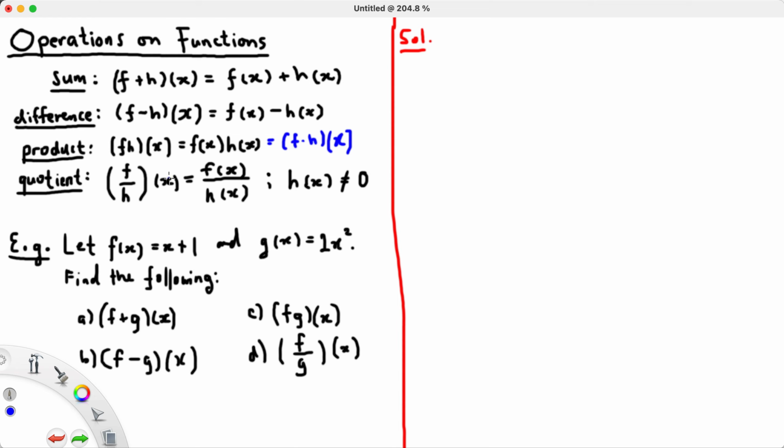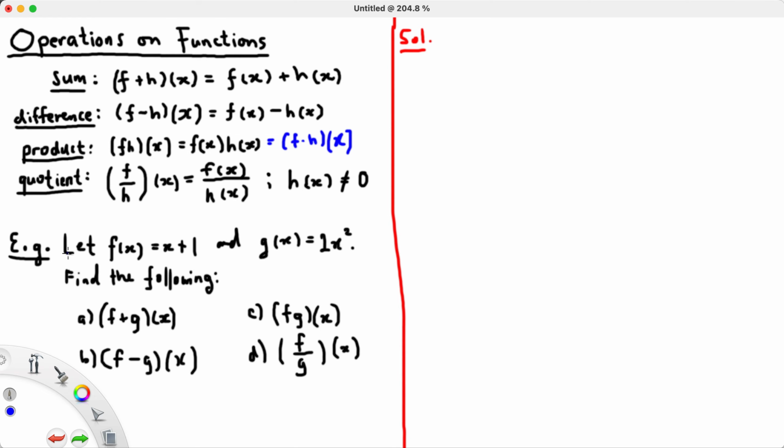And lastly, the quotient function f over h of x. We have f of x over here as our numerator and h of x below as our denominator. It's very important to write down and recall that our h of x can never be equal to 0, or else we will have an undefined statement.